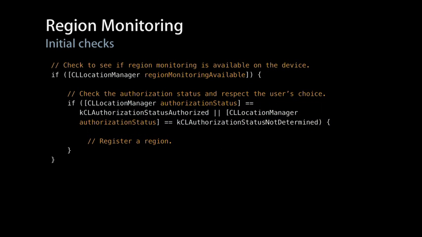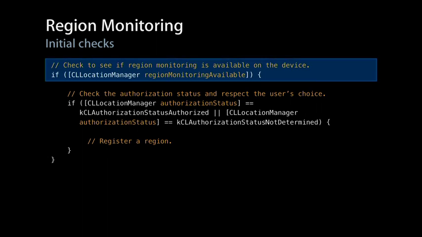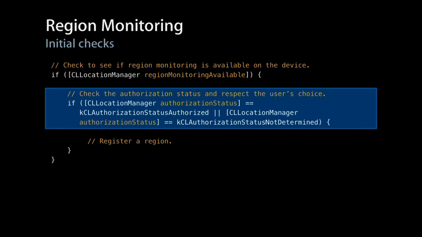You also want to make sure that you're checking to see if the device even allows for region monitoring. Some older devices don't, so you need to check the region monitoring available boolean on the location manager to make sure that you can start monitoring regions. Next, you want to check what the authorization status is for location services. Users can set this in the Settings app, and we'll talk later about the different values and what those can mean.